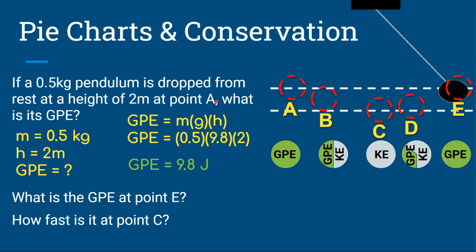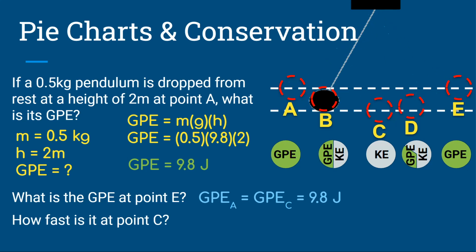And you'd have to use that same thought process. Well, here it is at A. I know it's 9.8 here, and so it must be equal here because of conservation of energy. Or, how fast is it at point C? Same idea. Because you told me a minute ago that the total energy at A equals the total energy at C. So even though I didn't give you any information about kinetic energy, I can still answer this question.